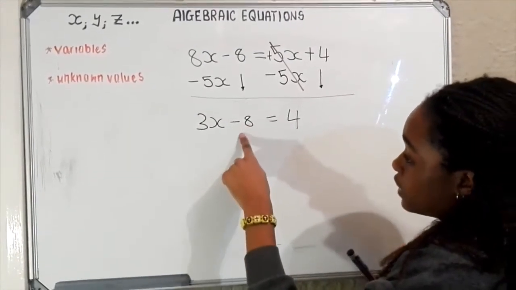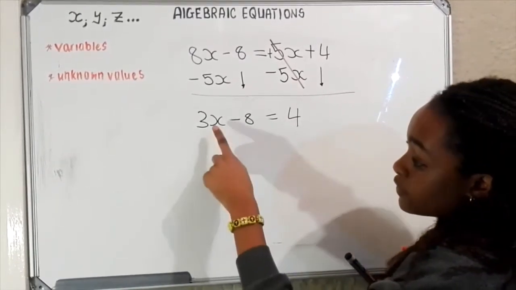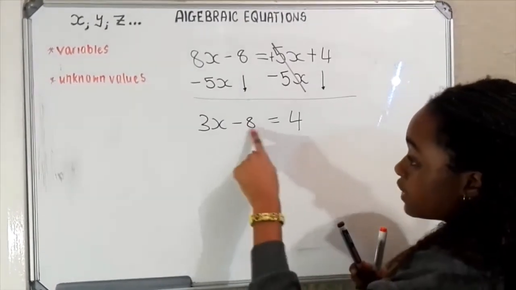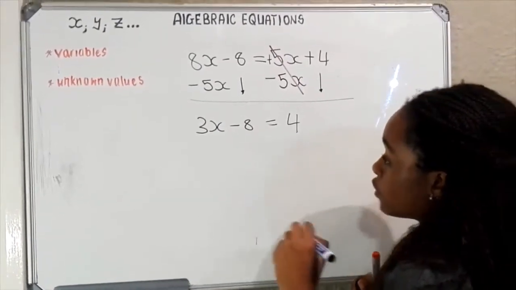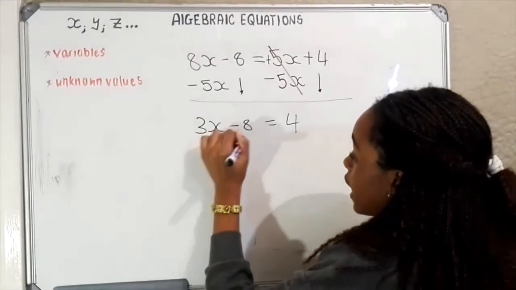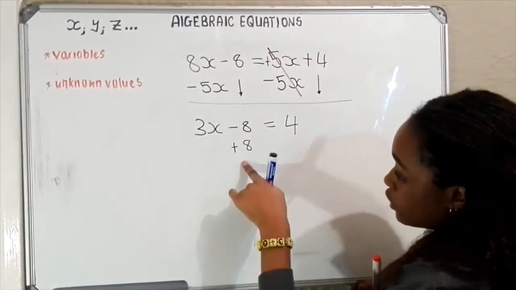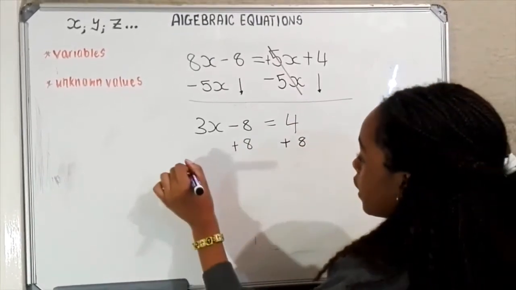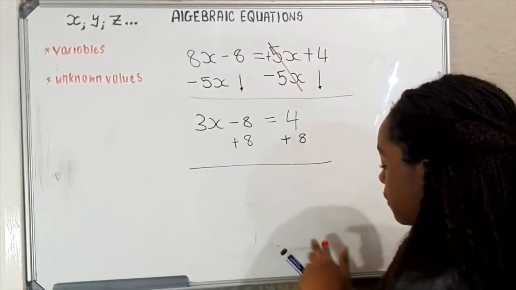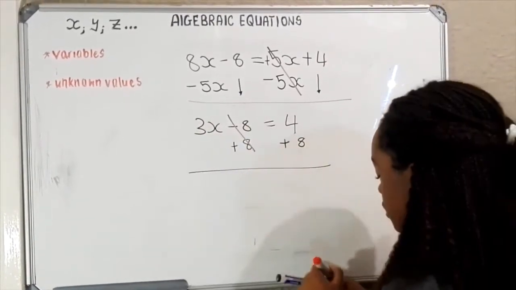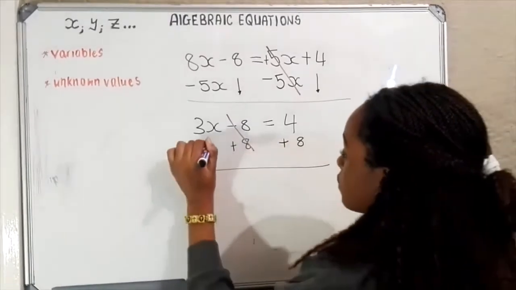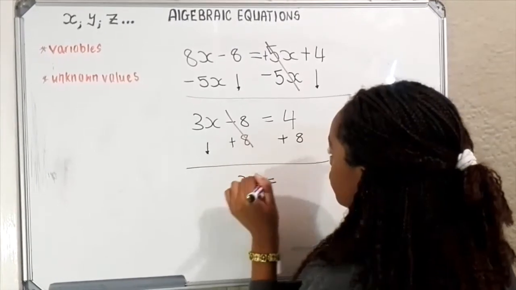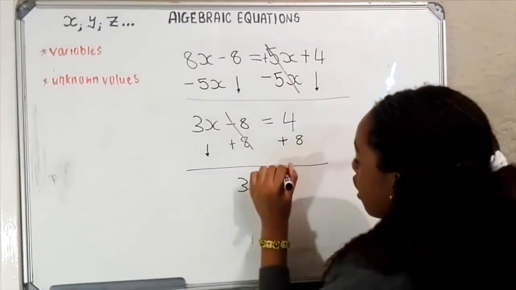Now I'm going to move the minus 8, the constant, to the other side, so I'm left with 3x. In order for me to do this, I see it's minus 8. The inverse of minus is addition. So I'm going to add 8 on both sides, because whatever I do on this side, I must do on this side as well. Minus 8 plus 8 is just 0, so they cancel out. This will come down. We'll have 3x is equal to 4 plus 8, which gives you an answer of 12.